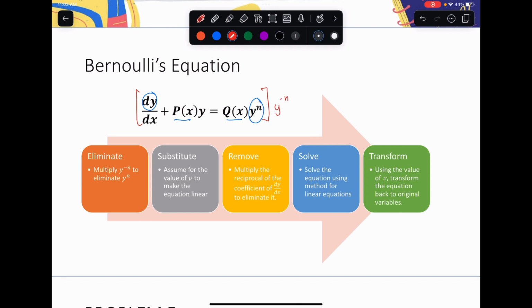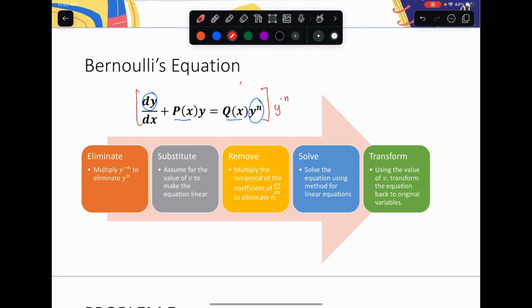So if this one is y squared, we multiply by y raised to negative 2. If it is positive, let's say this is y cubed, we multiply by y raised to negative 3. If it is negative, let's say it's y to the negative 2, we multiply it by y raised to 2. Okay, so that is our first step, to eliminate the y raised to n.